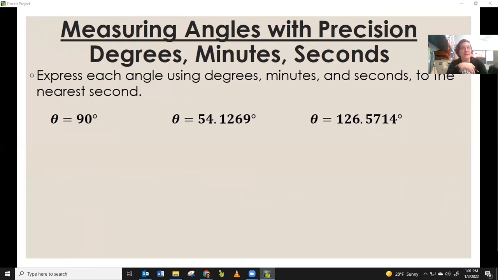We have decimal degrees, and then we can also measure in degrees, minutes, and seconds. This is precision that gets used a lot. So first, let's talk about notation. Notation for degrees, that's my little circle. Notation for minutes is just one little tick mark. It almost looks like what we use to represent feet. And then seconds, we use two little tick marks, kind of like what we use for inches.